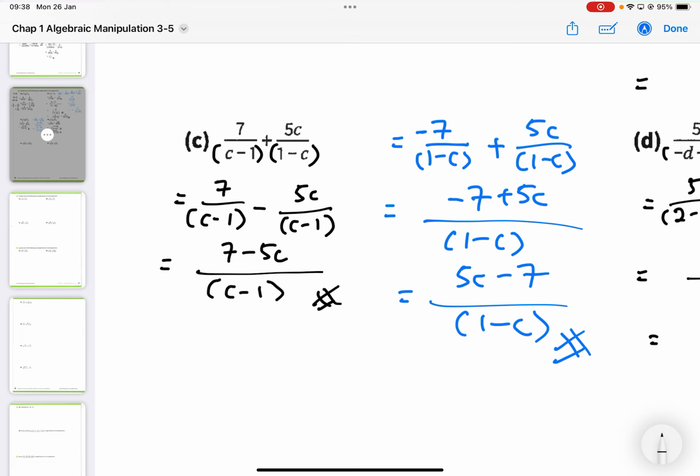If I don't change the back to look like the front, I can change the front to look like the back. Then the minus will give to the numerator. That's why it becomes minus 7. Can? Okay? Good question. Means you got pay attention.